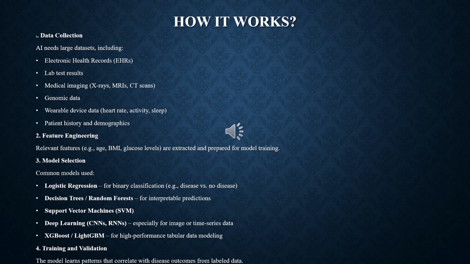And then the fourth step is training and validation. The model learns patterns between the disease outcome and the labeled data. All of these come under how disease prediction works: you collect data such as blood samples and reports, then consider the accuracy and the performance of the model selection. So these are the four steps of the function in disease prediction.